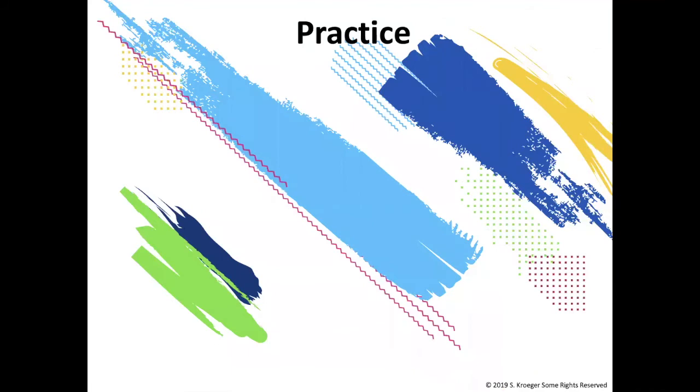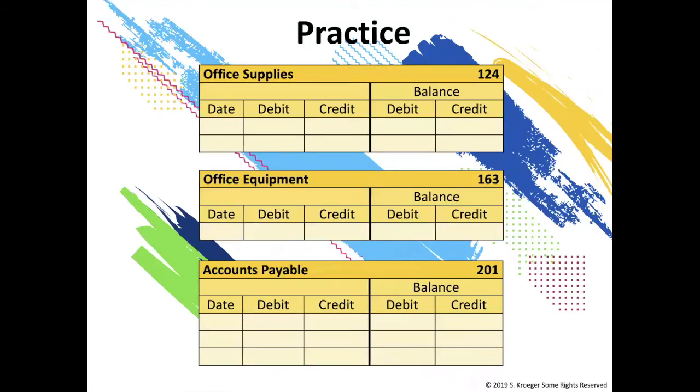The next ledger accounts that we have are office supplies, office equipment, and accounts payable. Office supplies and office equipment are both assets, therefore the balance should be on the debit side for both of them. Accounts payable is a liability account. We should have a credit balance. We should not put anything into the debit balance side here.